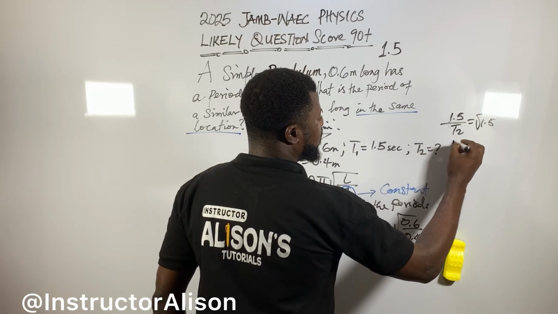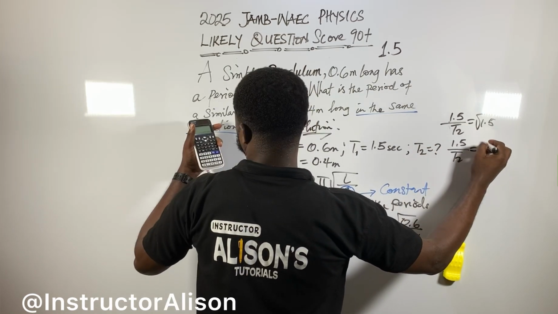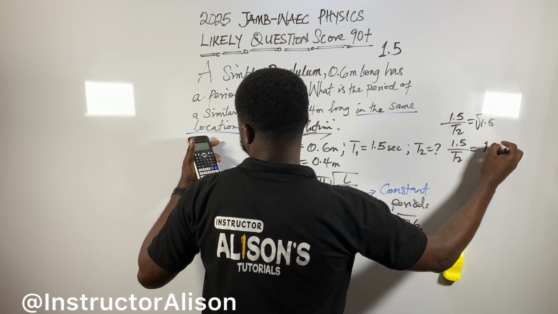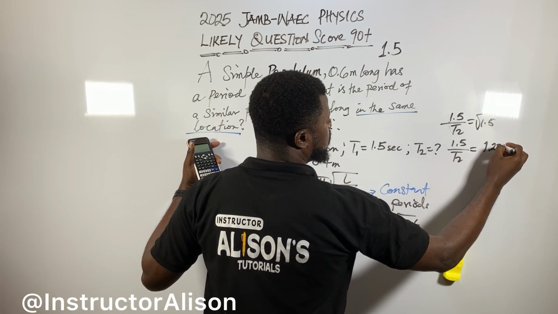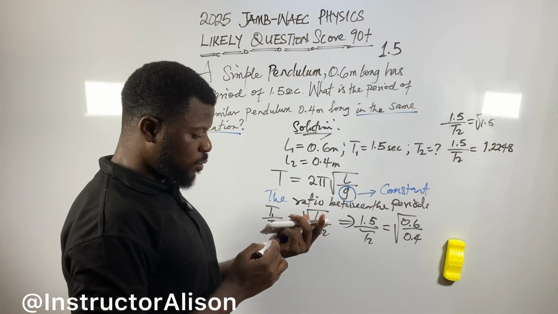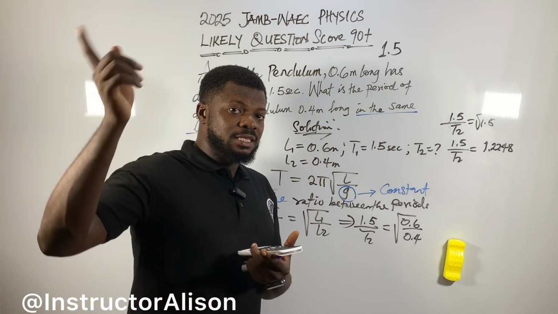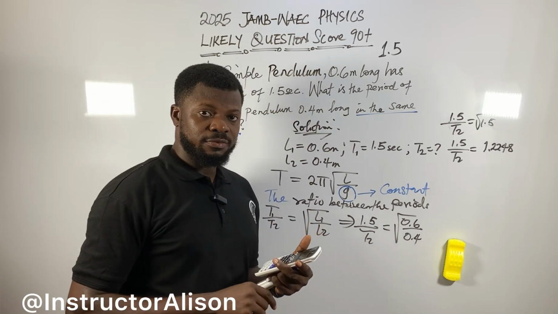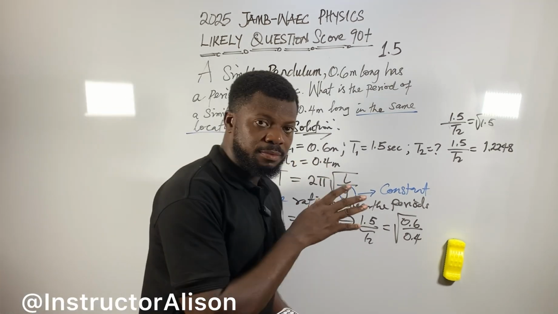That means 1.5 over T2 is equal to the square root of 1.5, which gives 1.2248. You will see 1.2247448. If you approximate, that 7 will become 8. Let me put it like that because I want to leave my answer in 4 places of decimal. You understand?